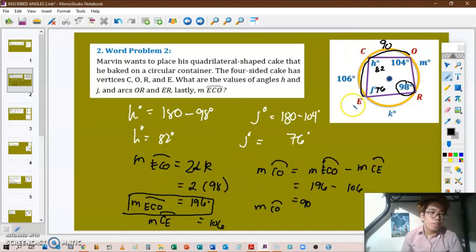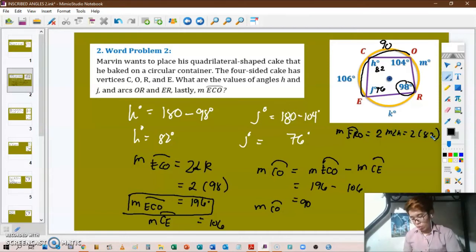Now let's get the measurement of arc ERO. We know that angle H, the subtended angle, is equal to 82. So arc ERO is equal to 2 times the measurement of angle H, which is 2 times 82. And 82 times 2 gives you 164. So the measurement of arc ERO is 164 degrees.